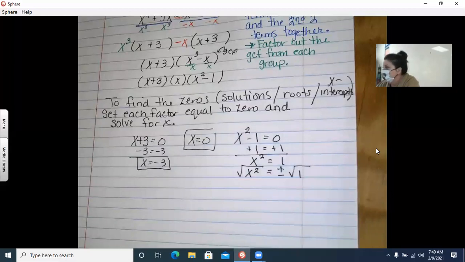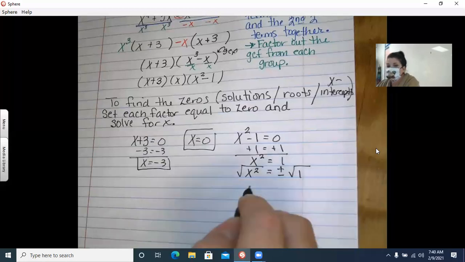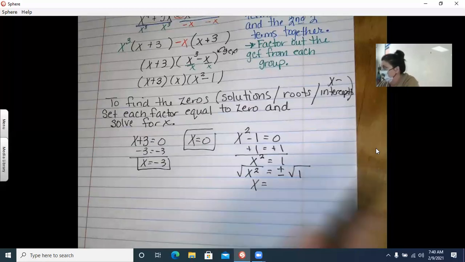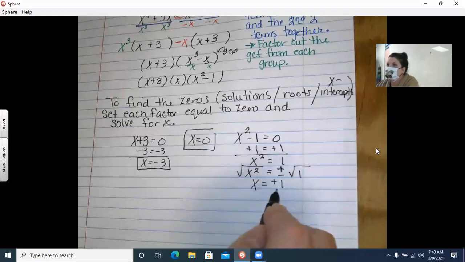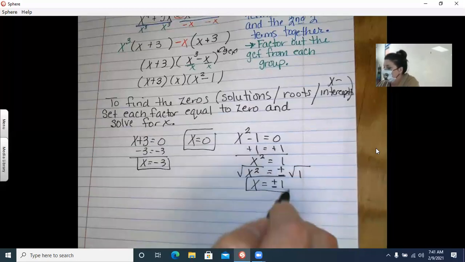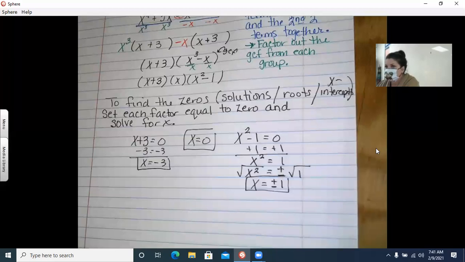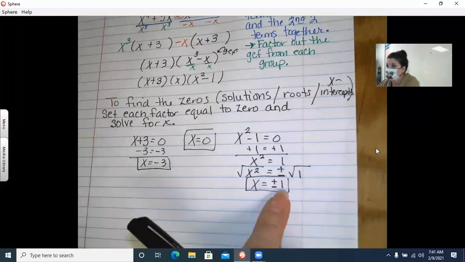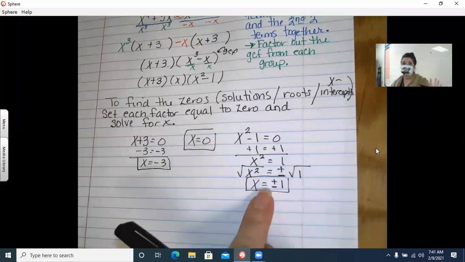So what's the square root of x squared? X equals, what's the square root of 1? It's positive 1 because 1 times 1 is 1, right? It's also -1 because -1 times -1 equals +1. See how we got 2 solutions from that? So -3 is 1 solution, 0 is another solution, so we've got 2. +1 is a third solution, -1 is a fourth solution. We had 4 degrees, so we should have 4 solutions.